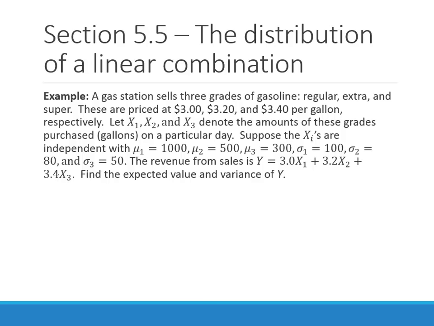And then the revenue, of course, we get $3 per gallon of the regular, $3.20 per gallon of the extra, and $3.40 per gallon of the super. So we're going to find the expected value and the variance of y, which is the revenue that we get here. So y equals the revenue, which is 3 times the number of gallons we sell of the first type, plus 3.2 times the second type, plus 3.4 times the third type.